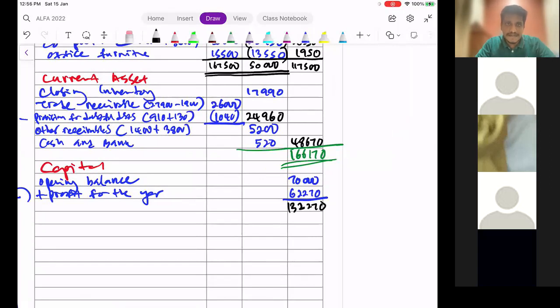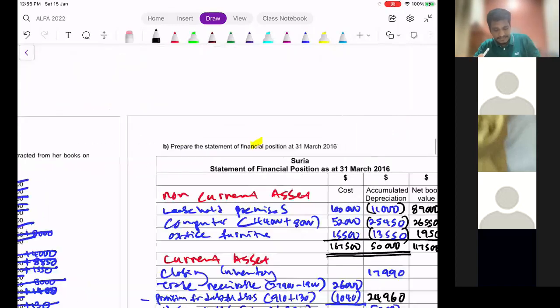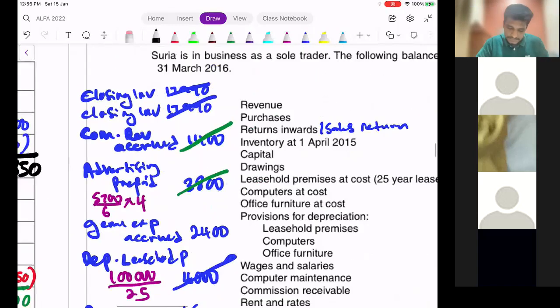Okay, before we continue, there's a question here. What is other receivable? Other receivable means these two: commission receivable accrued and advertising prepaid. These two you plus together. If you want to write separate one also can. You write commission receivable accrued, current asset. Advertising prepaid, current asset. These two are current asset. You can write one by one or you total up also can. Both also acceptable.